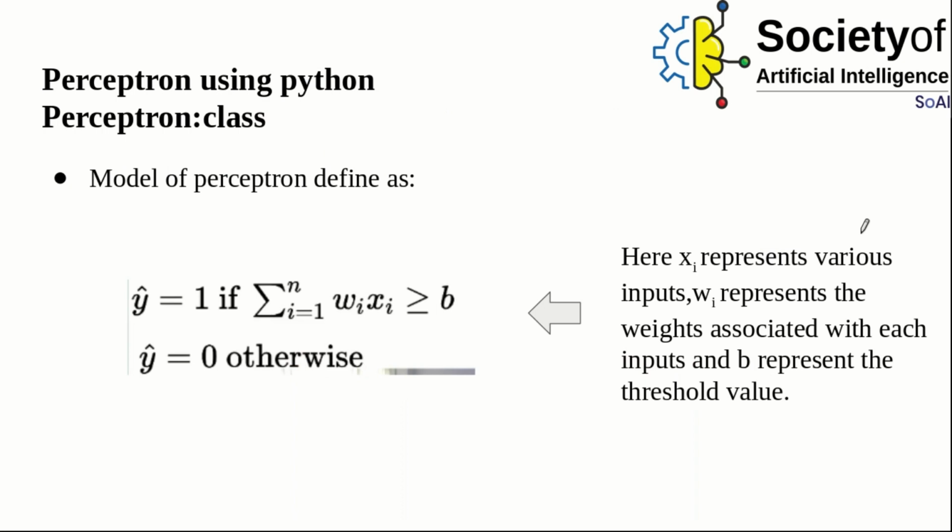So let's begin this video from the basic definition for the model of Perceptron. Here the output y cap is defined as 1 if the summation i equal to 1 to n of wi xi is greater than or equal to b, where xi represents various inputs, wi represents the weights associated with each input, and b represents the threshold value, and the output y cap is equal to 0 otherwise.